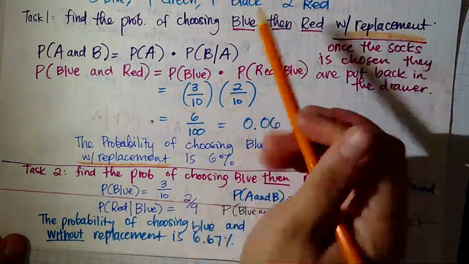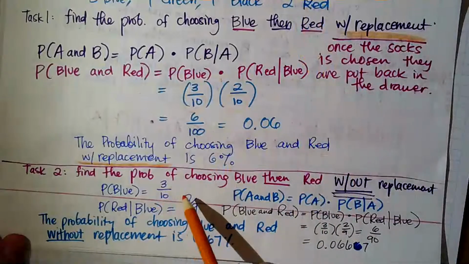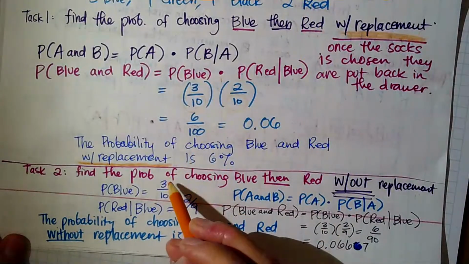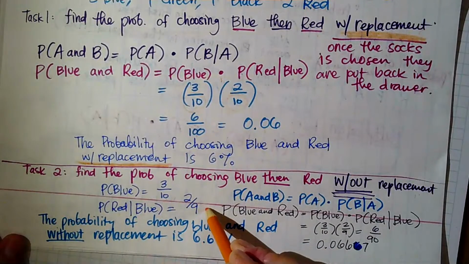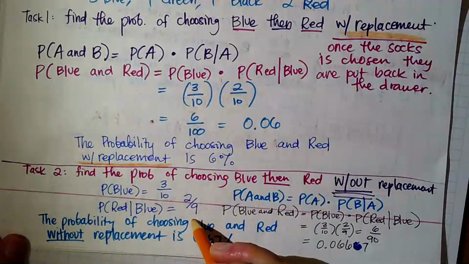That means I have how many red? 2 out of 9. So now I have 3 out of 10 for the probability of blue, but because that sock did not go back in the drawer, I now have 2 out of 9.